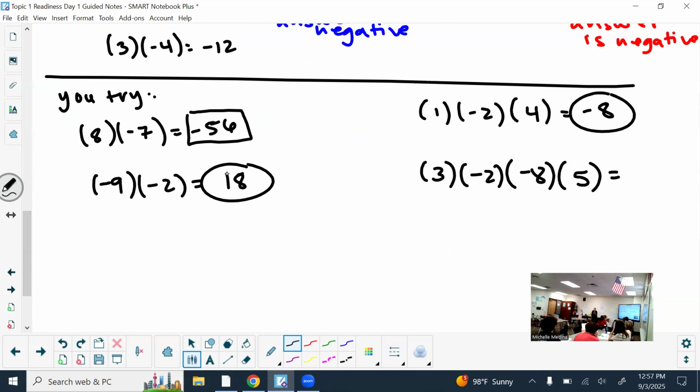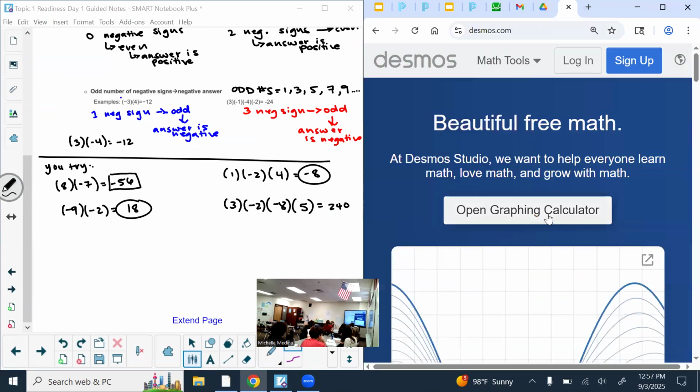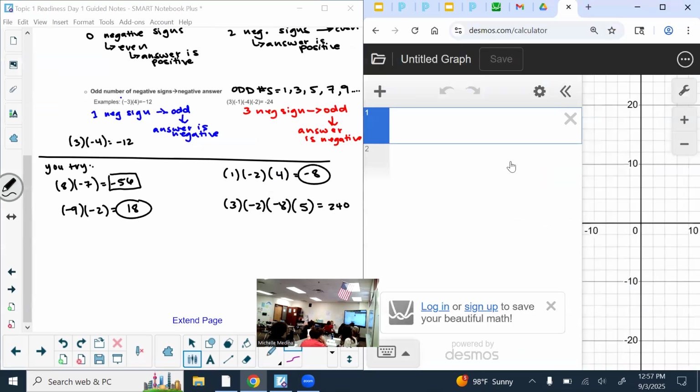Now this challenge one, did anyone get it? Pearson, what did you get? 240. Okay, and it should be positive, so that's good. There were only two negatives in this one. That's an even amount. So our answer should definitely be positive. I don't even like doing this math in my head, so I'm going to check it really quickly. But we already checked for the negative, so we know our answer is going to be positive. So I'm doing 3 times 2 times 8 times 5. And that is 240. Good.